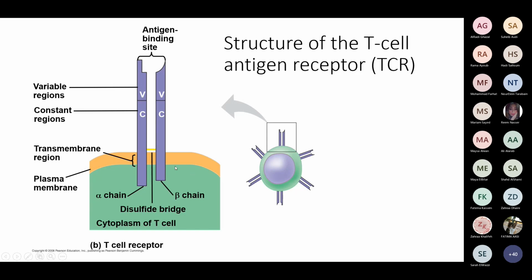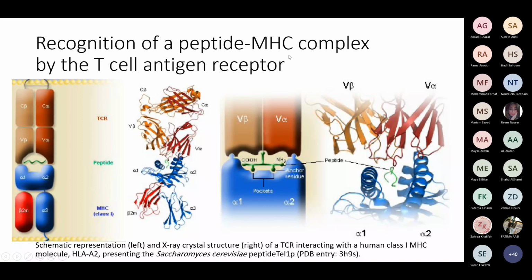So as you can see here, this is the T cell, this is the receptor. You can see the membrane here, and this is the cytoplasm of the T cell. This is the transmembrane region. And normally, you can see that we don't have a signaling domain. So again, you should think that we are going to have a co-receptor also for the signaling from this receptor. So let's see the recognition of peptide MHC complex by the T cell antigen receptor.